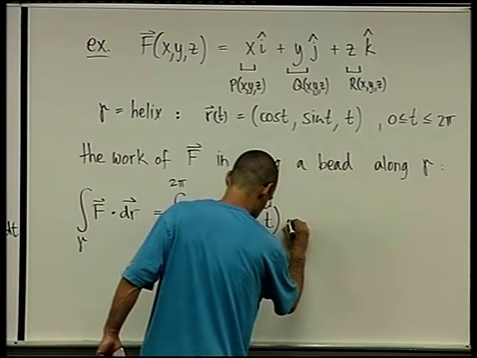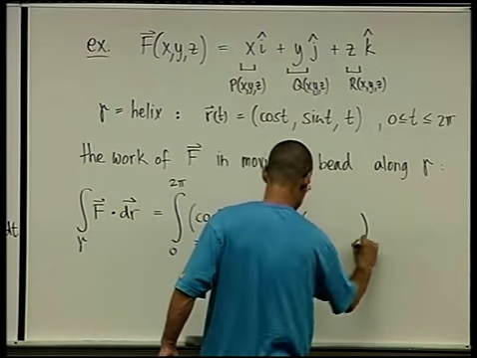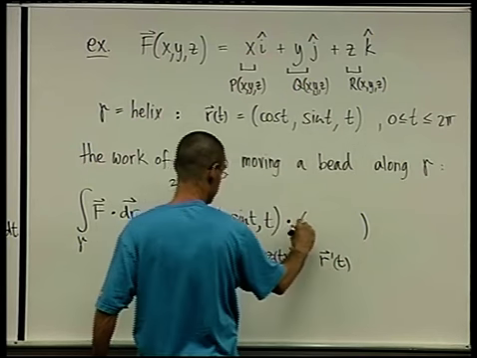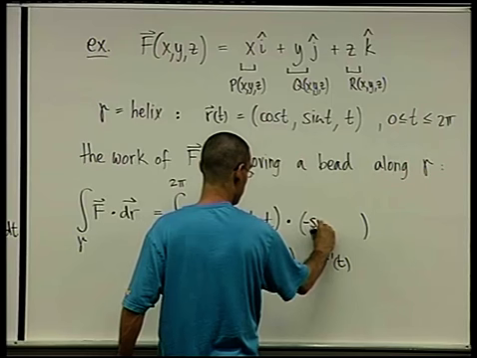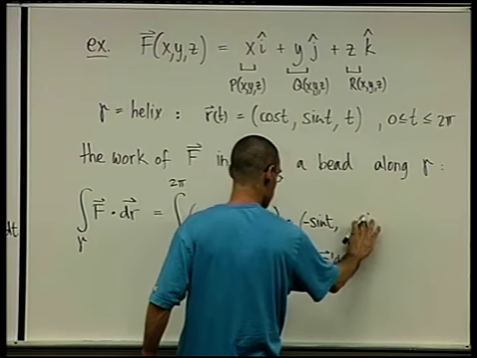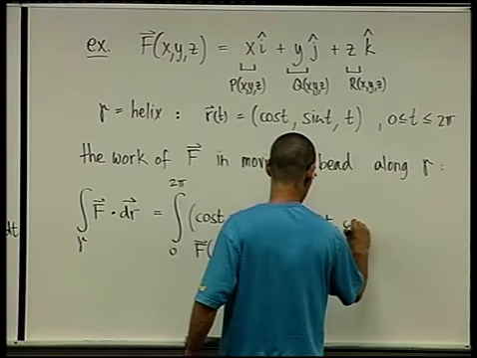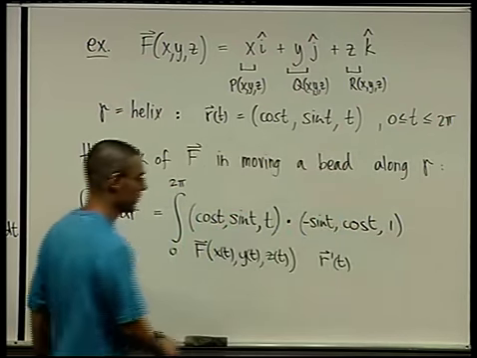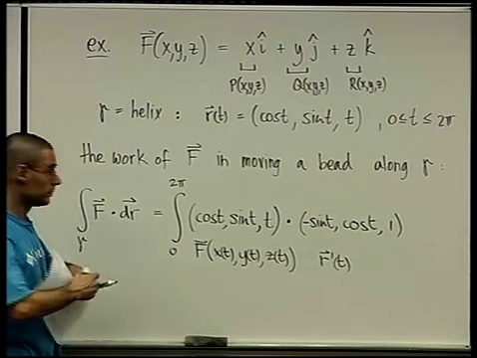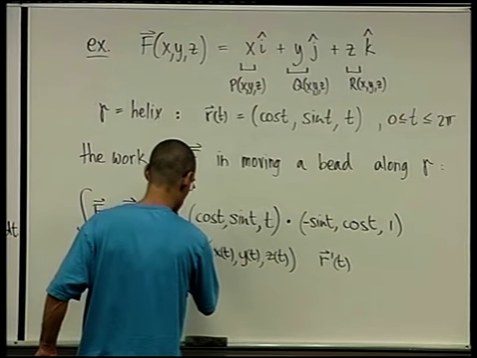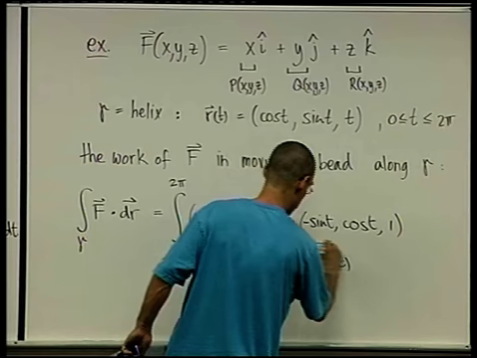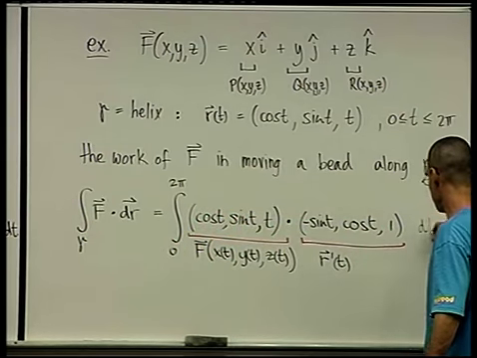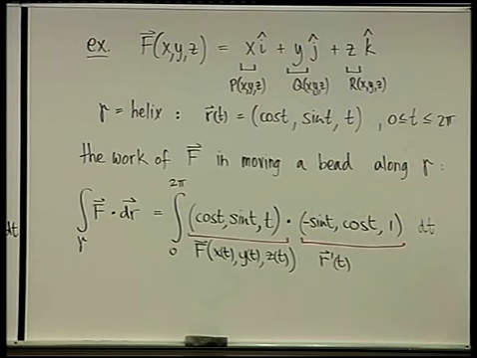Dot r prime. What is r prime? Minus sine of t, cosine t, 1. Do you agree? Okay, so this is the field, and this is r prime. And then all of this, we have to integrate dt. Clear?